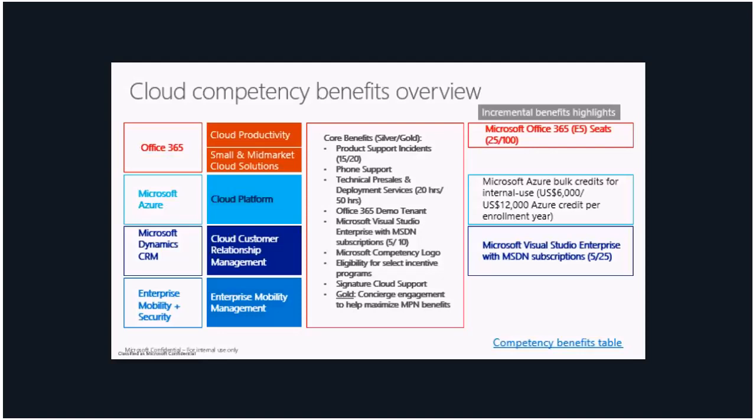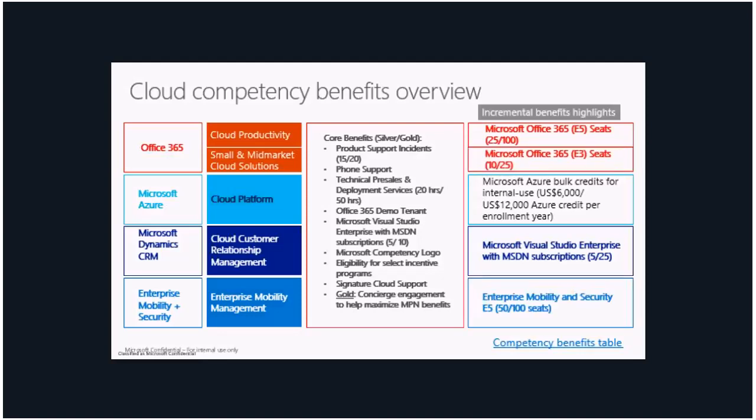And again, these are some of the highlights, and this is on top of everything that you get as core benefits. These are incremental benefits that you get with a particular competency. And again, these are just the highlights. You can go to the partner portal and look at the competency benefits table in order to see exactly what you get with each of these competencies.